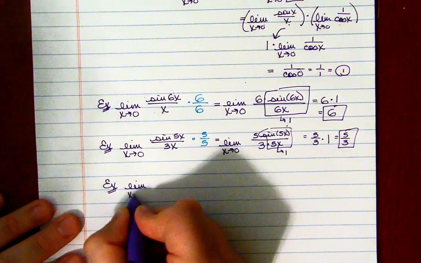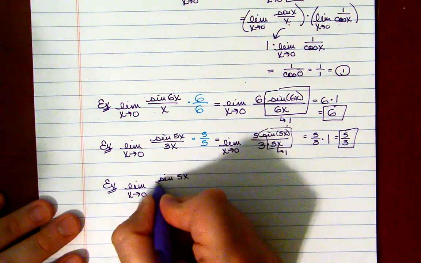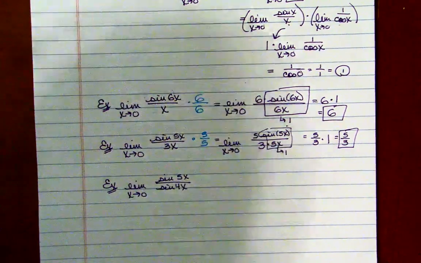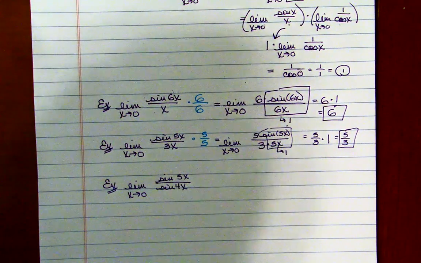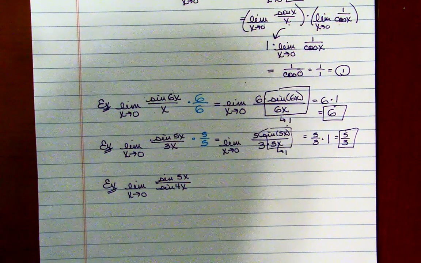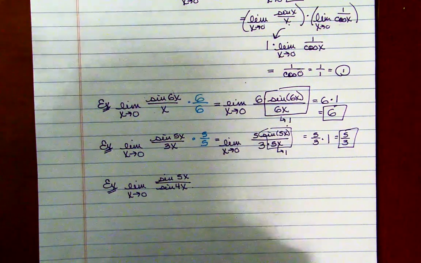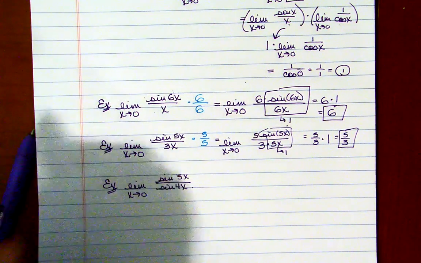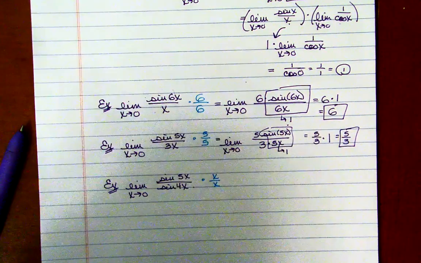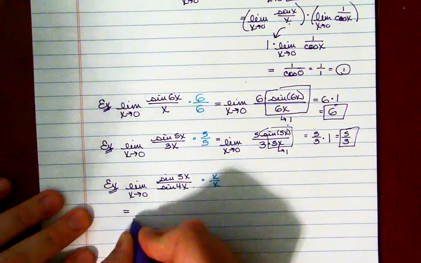One last variation of this. The limit as x approaches 0 of the sine of 5x over the sine of 4x. This is not great because I have two sines. I also don't have an x below this or an x over that. Here's what I'm going to do. I'm going to multiply the top and the bottom by x.